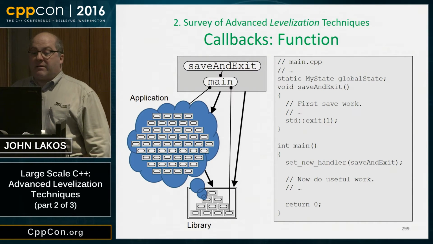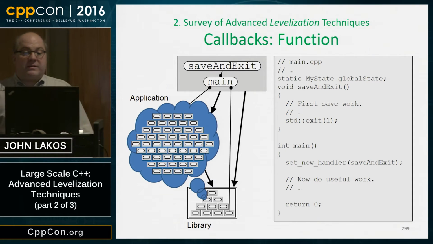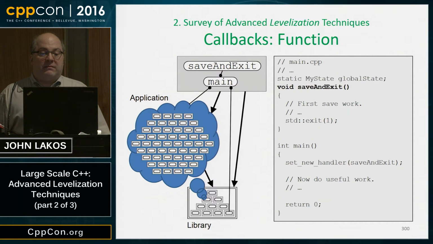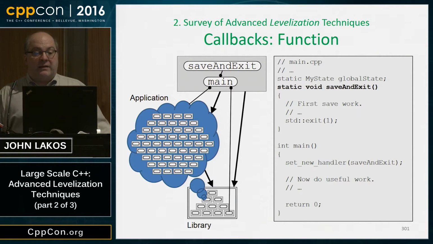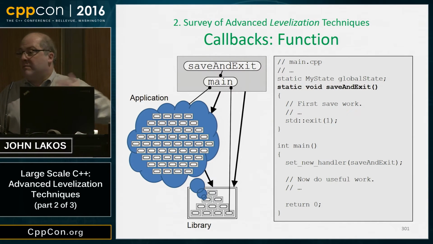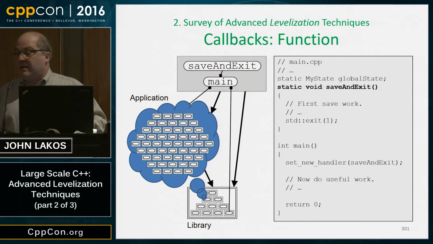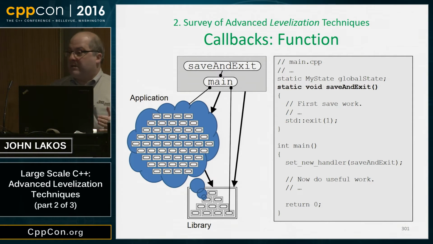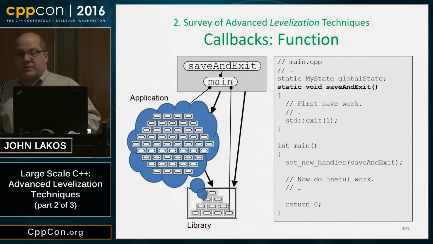And it turns out now that we have this save and exit function that used to be external linkage, and now we can actually even make it static and local to main. We don't need to have it pollute everything else because even though it's static, you can still install it just like you could an external linkage function. So it's kind of cool. Something people do. All right.